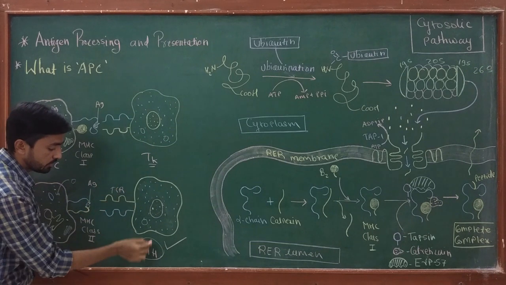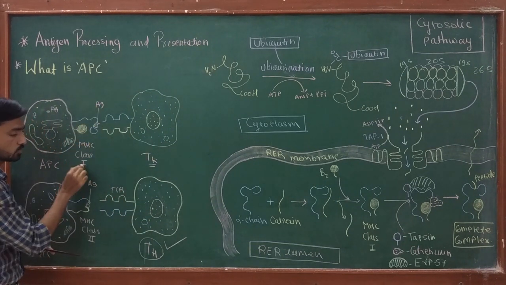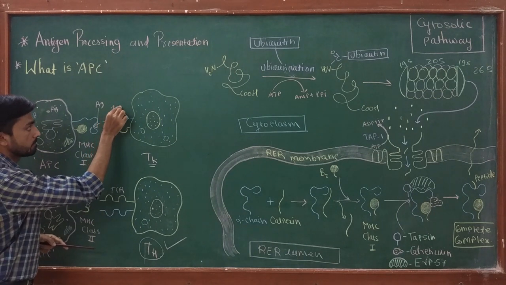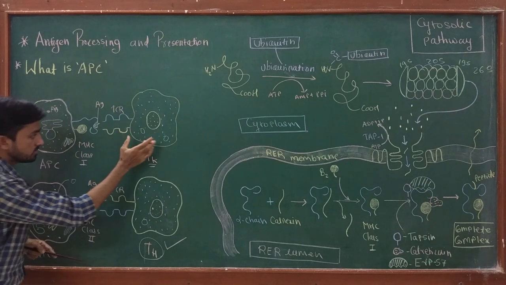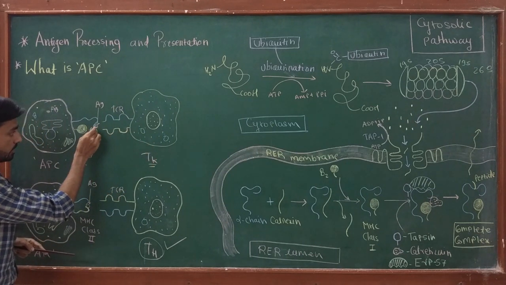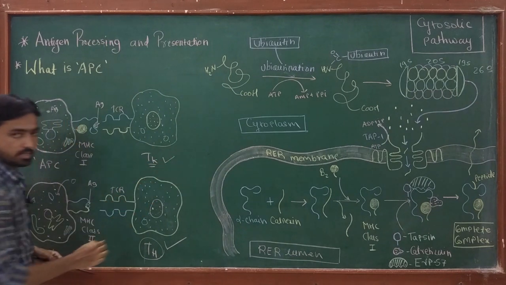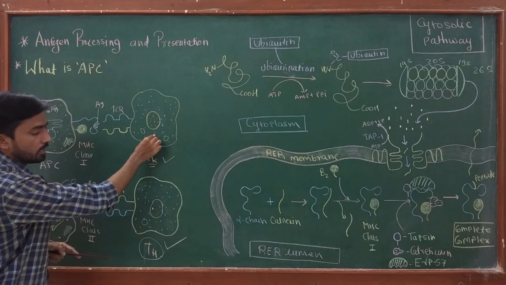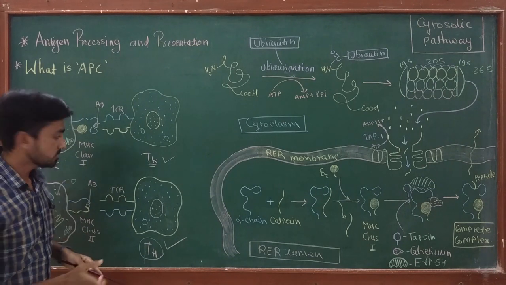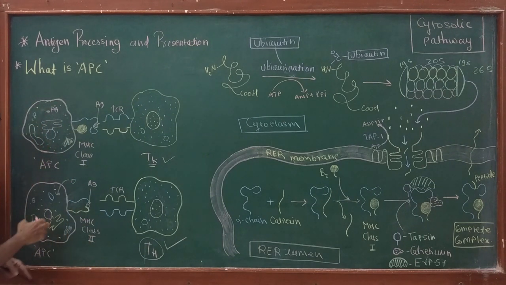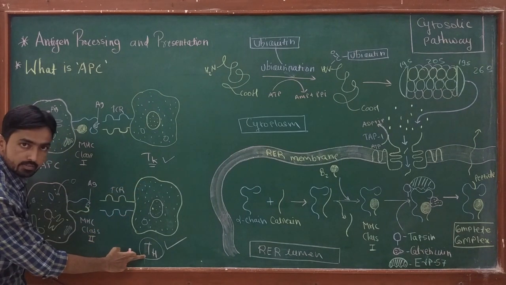Similar to the T helper cell, the T killer cell recognizes the antigen MHC class 1 complex by using the TCR, that is the T cell receptor. Once this T killer cell combines with the antigen MHC class 1 complex, the T killer cell gets activated, which plays an important role in the cell mediated branch of immunity. That means antigen presenting cells have the ability to activate both T killer cell and T helper cell.